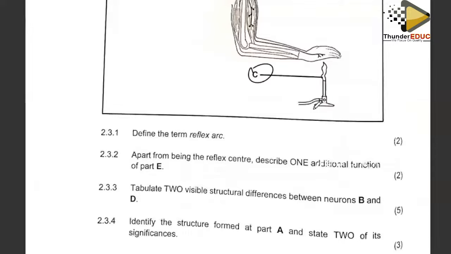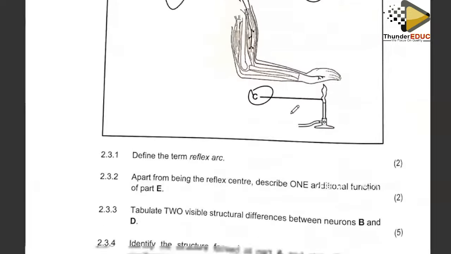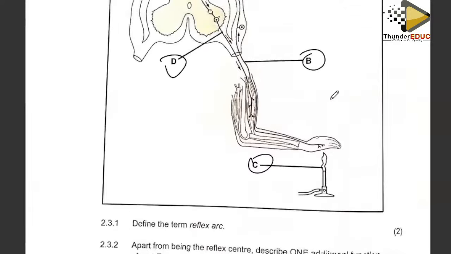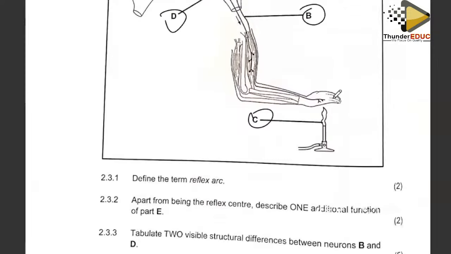So define a reflex arc: it is the path traveled by the impulse during the reflex action. Yes, the path traveled by the impulse during the reflex action, or the path an impulse takes from the receptor to the effector during the reflex action. Because this thing of saying from a receptor to the effector, what if it's going to the brain? So you have to link it to during the reflex action.